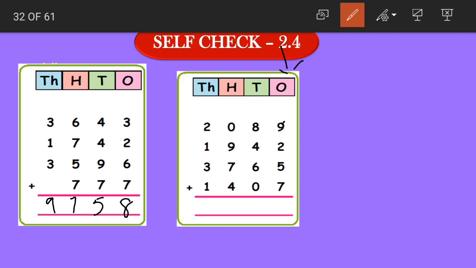In the ones place we have 9 plus 2, 11. 11 plus 5, 16. 16 plus 7 gives us 23. So 3 here and 2 carried.